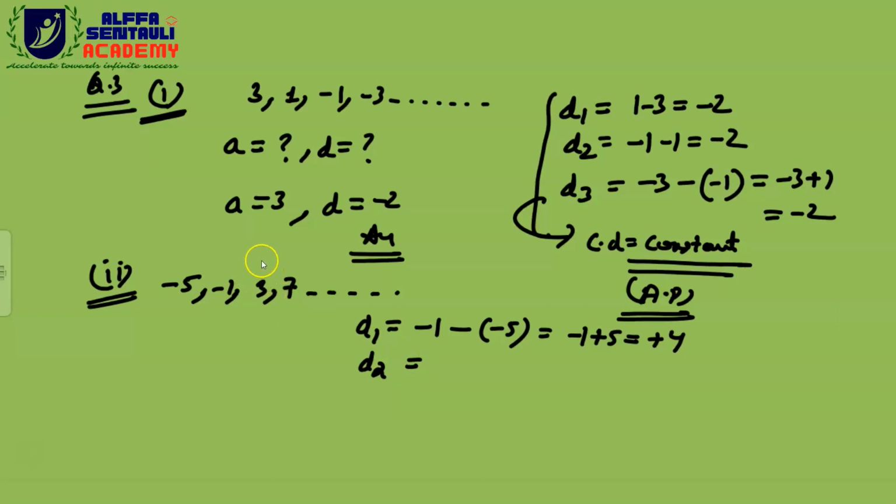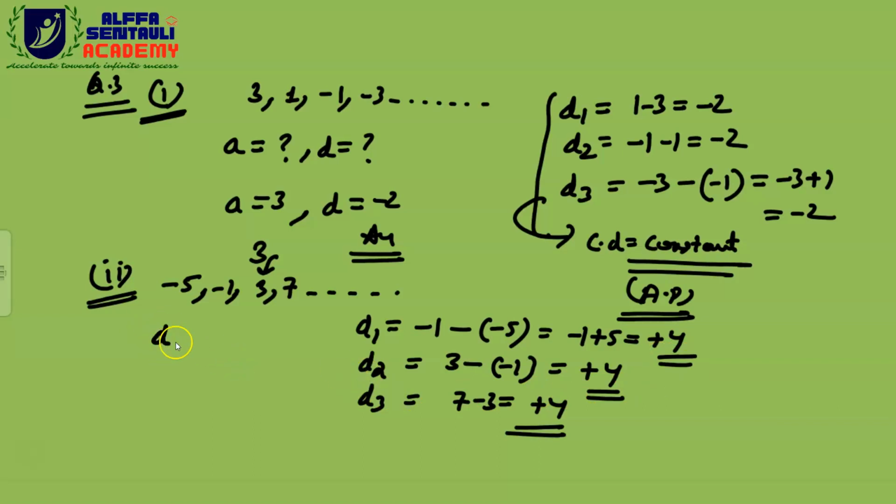D2 will be what, beta? This is 3 and this is -1, so 3 minus of -1, that is 3 plus 1, which is 4. Then D3: 7 minus 3, how much? 4. So we are getting a constant common difference, that is +4. So the answer will be D is +4. And what is the first term? First term A is -5. Answer. Correct?